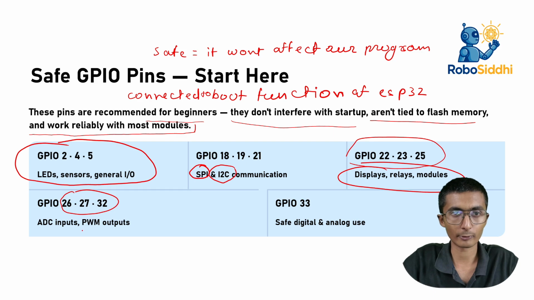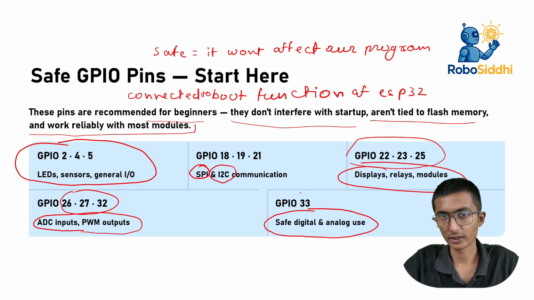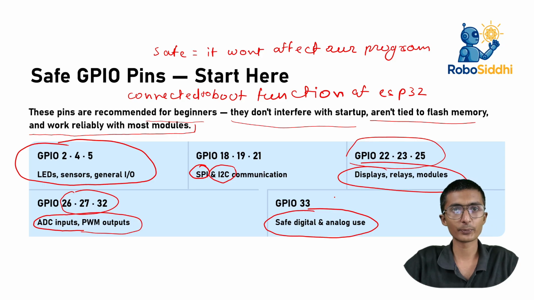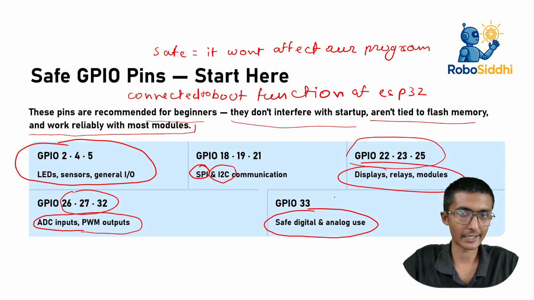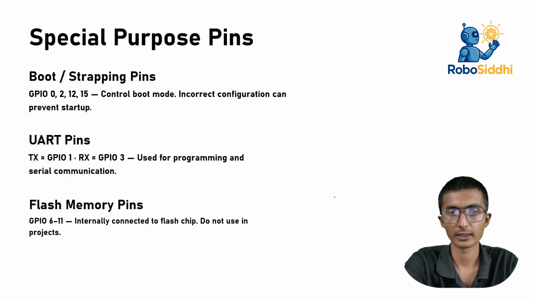Then we have PWM outputs. PWM is also very important. Then we have safe digital and analog pins, like GPIO 33. So these are safe GPIO pins. Whenever you are a beginner and you are going to start with ESP32, you must remember to use safe pins. Alright, now let's talk about a different slide.